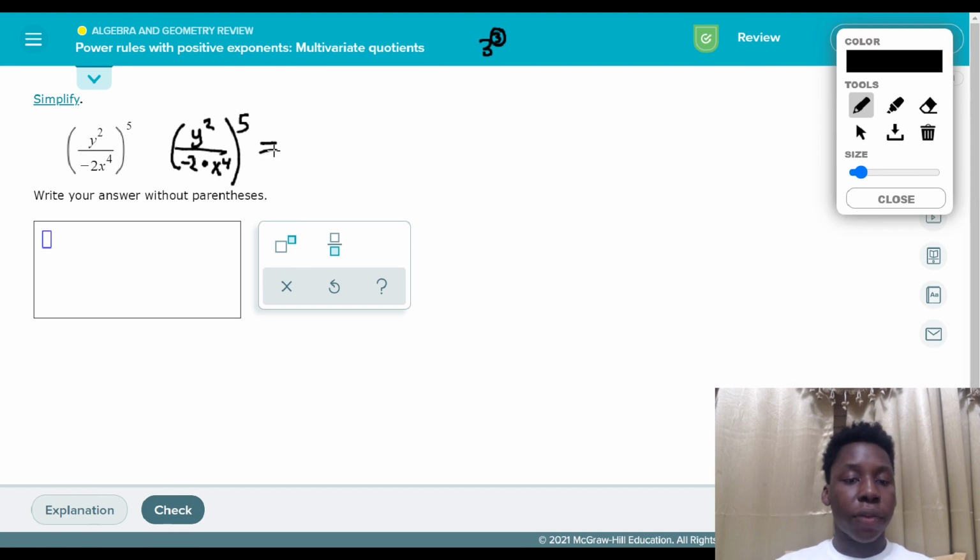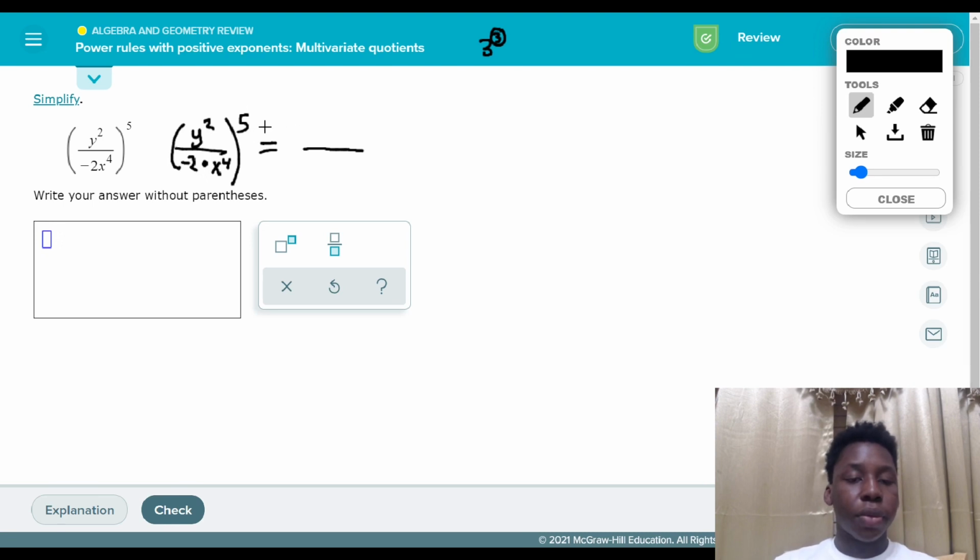So in order to do this, the first step is I'm going to ask myself, what is the power that is taking the whole equation, right? The power that is on top of everything as a whole. In this case, the exponent that's guarding everything here is this 5. So let's apply this 5 to y squared, minus 2 and x to the power 4. This is basically saying y squared to the power 5, minus 2 to the power 5, x to the power 4 to the power 5.